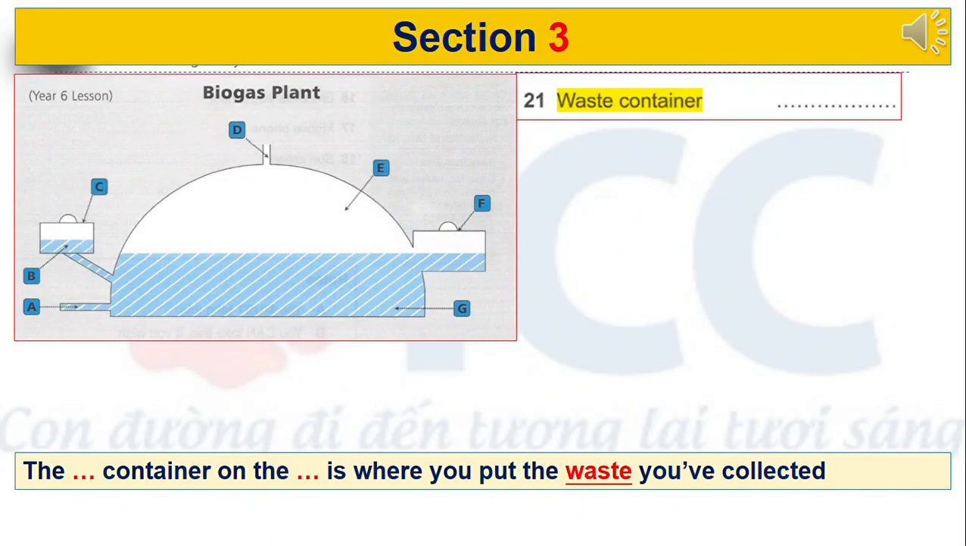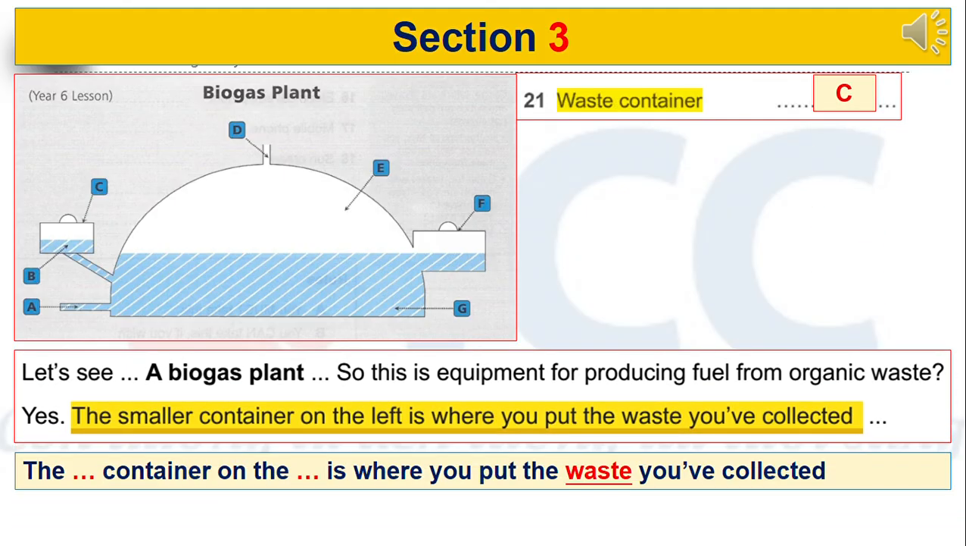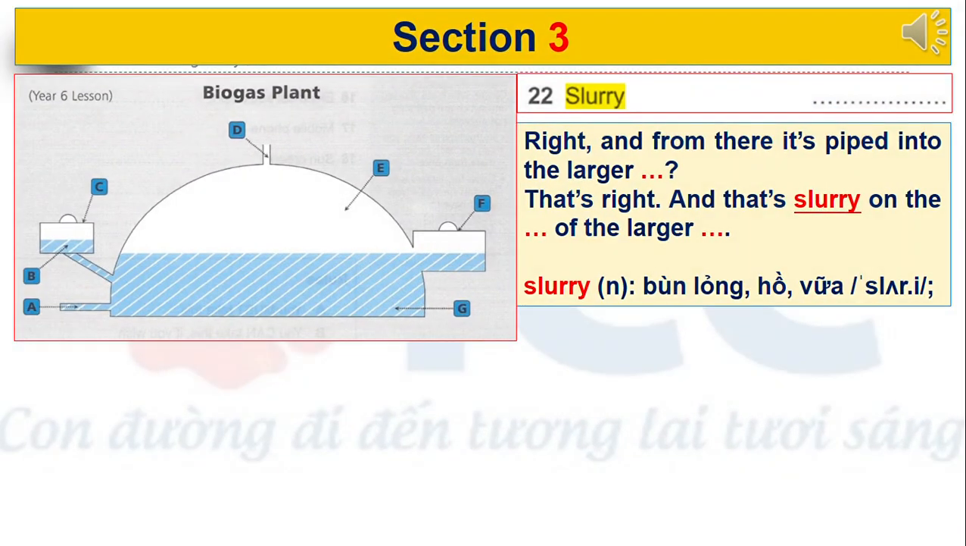Let's see. A biogas plant. So this is equipment for producing fuel from organic waste. Yes. The smaller container on the left is where you put the waste you've collected. Right, and from there it's piped into the larger tank. That's right. And that's slurry on the base of the larger tank.